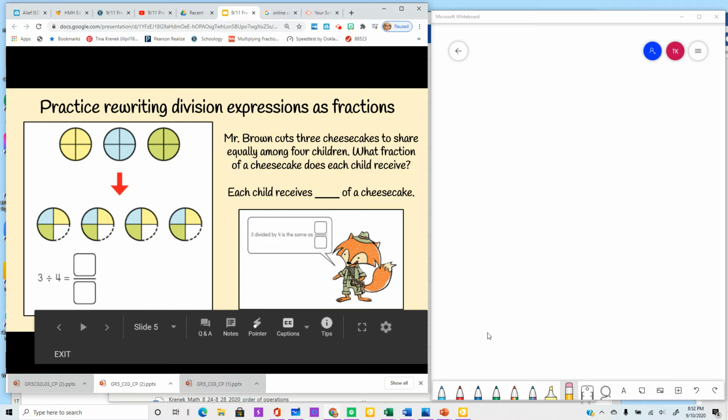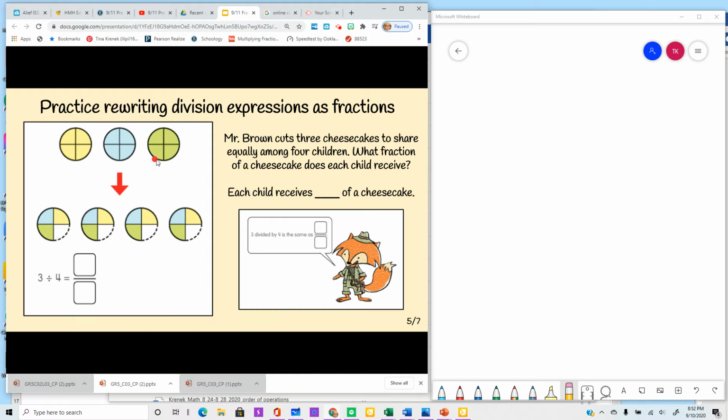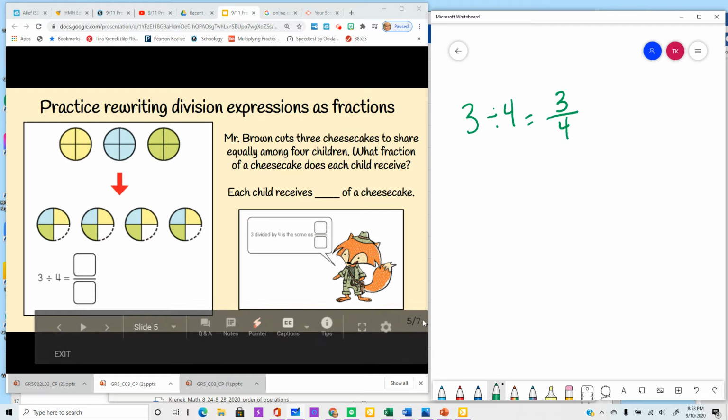So let's look at our next problem. Here we have 3 pies or cheesecakes being shared amongst 4 children. Each one of these circles down here is one of the children. So we cut each of our pies into 4 pieces, and then we start giving each child one of the pieces. So 3 divided by 4 is the same as 3/4.